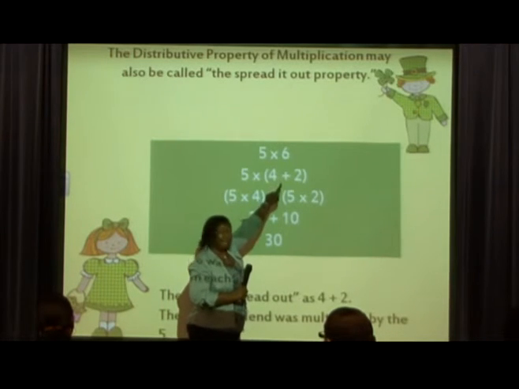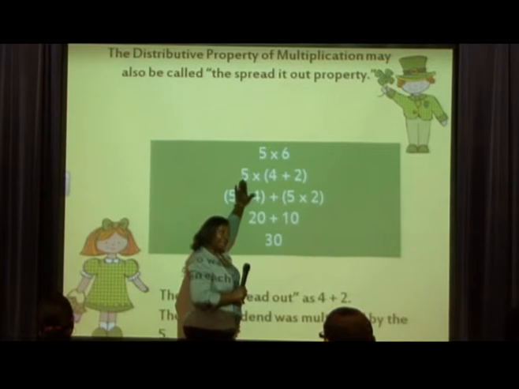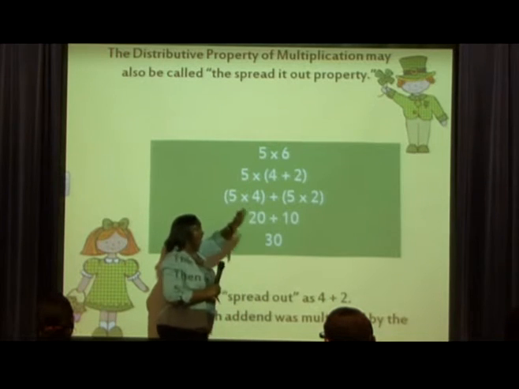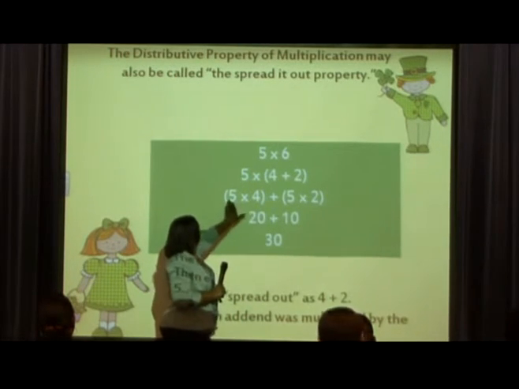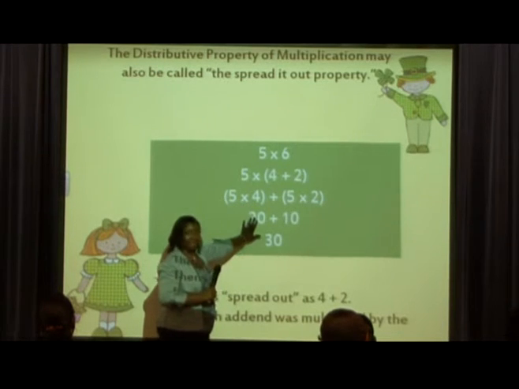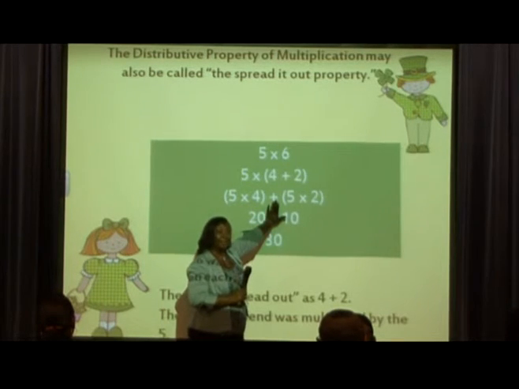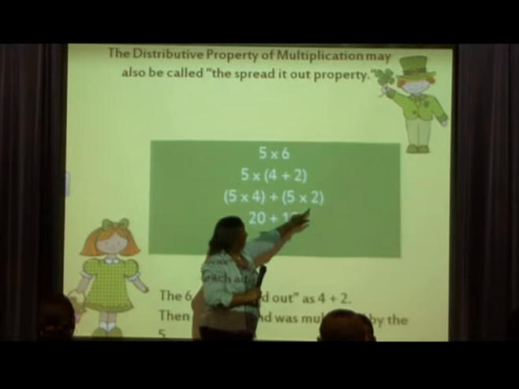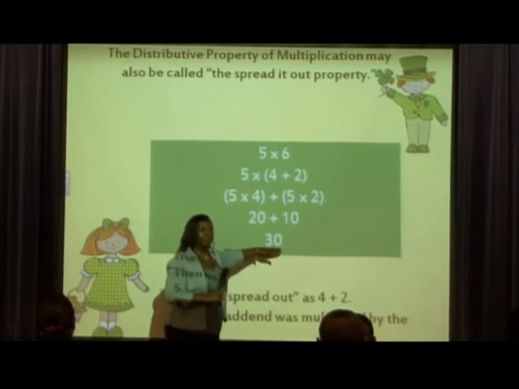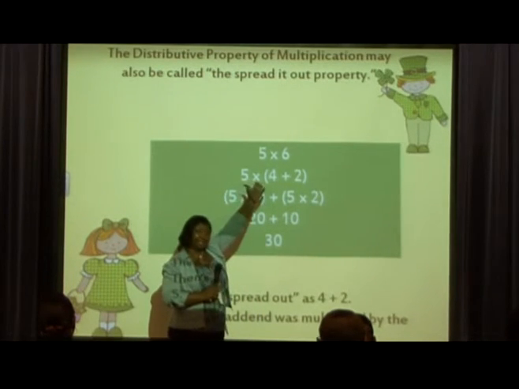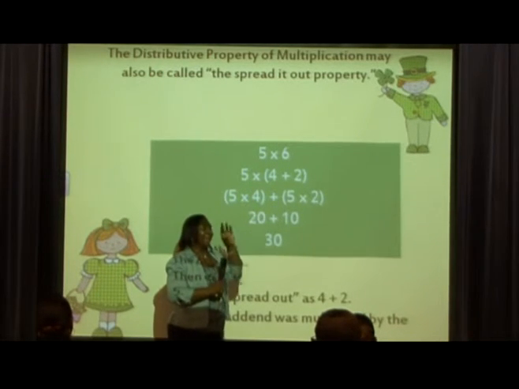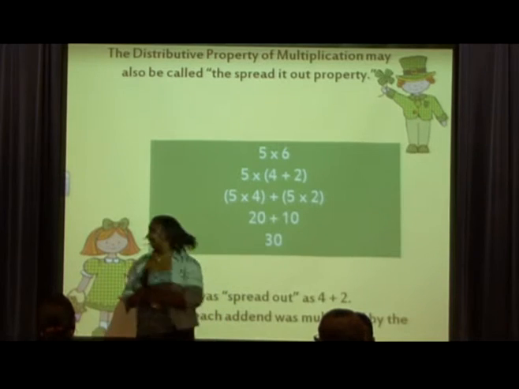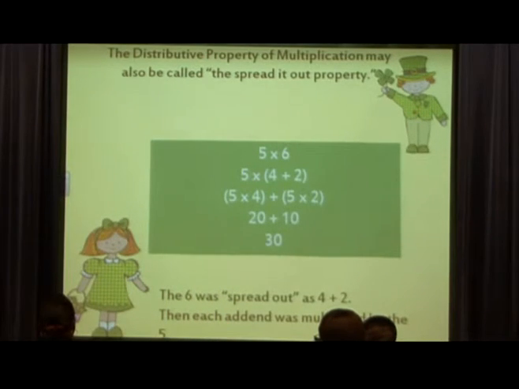After you break the 6 apart, you have to still multiply 5 times both of the numbers that created the 6. 5 times 4, 20. Then I'm going to add it to 5 times 2, which is 10, 30. It's still 5 times 6 is 30, isn't it? We just broke it all the way apart into baby points. Okay. Now we're going to show you.